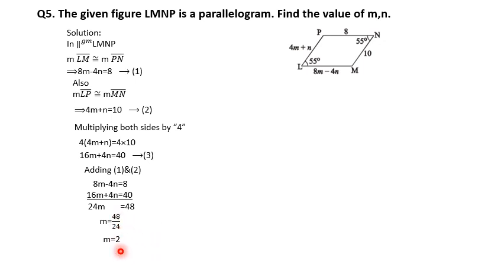Now students, we are going to find out the value of n. So I am going to put this value of m in equation number 2. So 4 times 2, where I put 2 in place of m, plus n is equal to 10. 4 2s are 8 plus n is equal to 10. 8 is being added here, so on this side it will become minus. So 10 minus 8 is equal to n. So we have the value of m as 2 and the value of n also as 2.